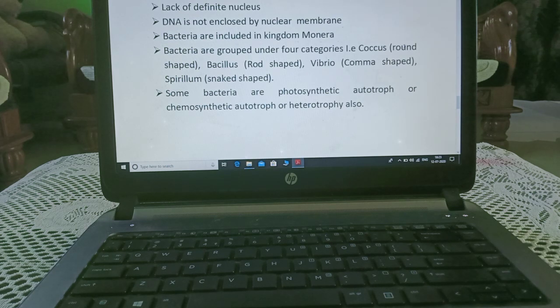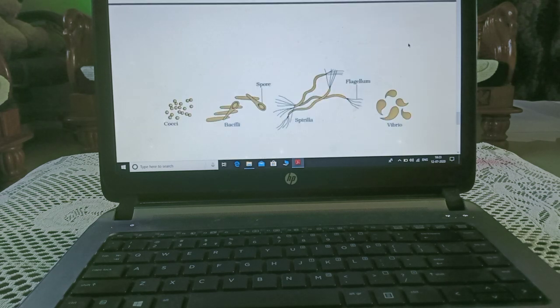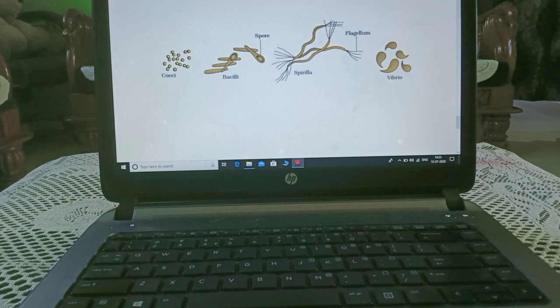Bacteria are included in kingdom Monera. Bacteria are grouped under four categories: Coccus, round shaped; Bacillus, rod shaped; Vibrio, comma shaped; Spirillum, snake shaped. Some bacteria are photosynthetic autotrophs, or chemosynthetic autotrophs, or heterotrophic also. Now you can see these are the cocci, round shape, Bacillus, this is spiral, this is Vibrio.